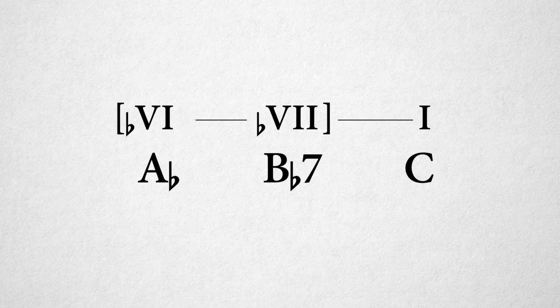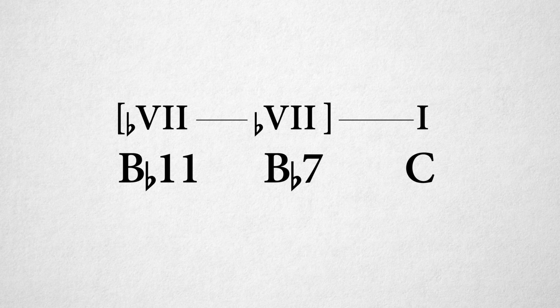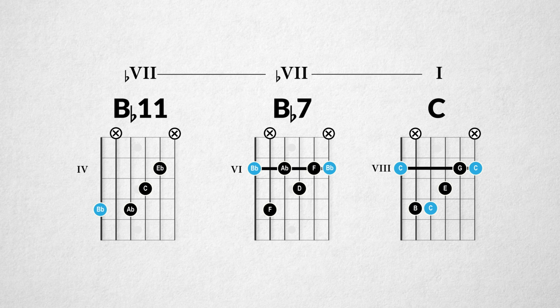Now a very nice alternative for the previous progression is to substitute the major flat 6, A flat, for the B flat 11 chord, which is in fact an A flat over B flat. Now this alters the sound in the direction of the 70s and 80s soul and Motown pop.